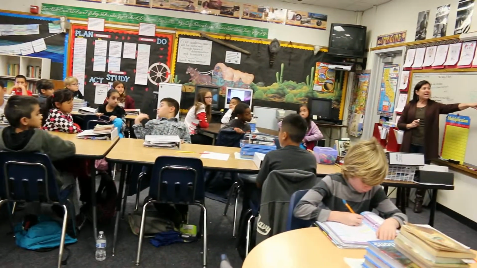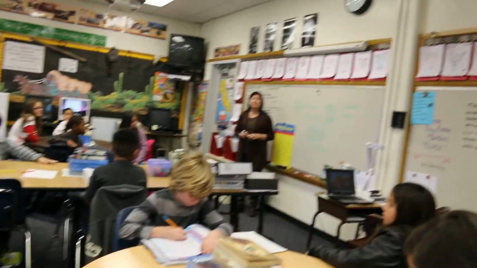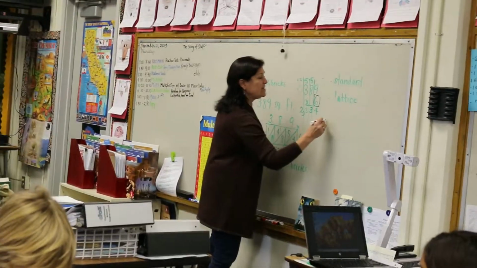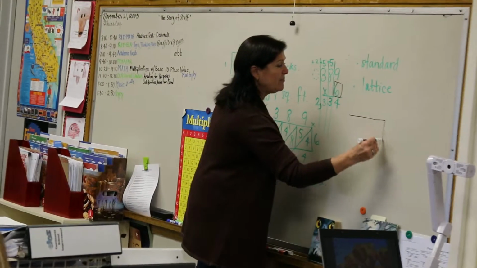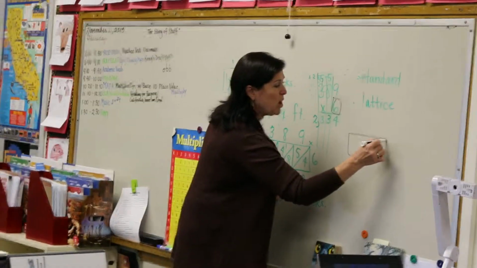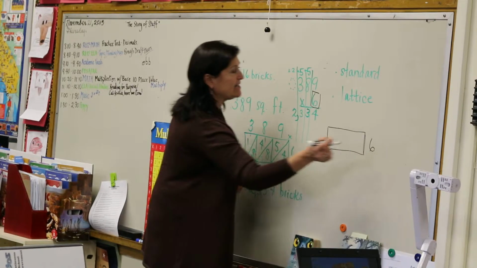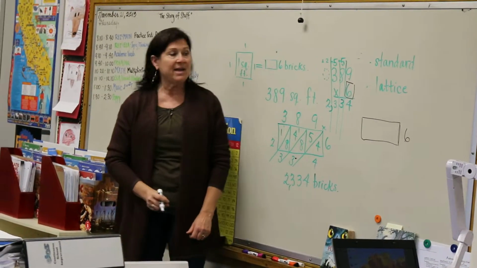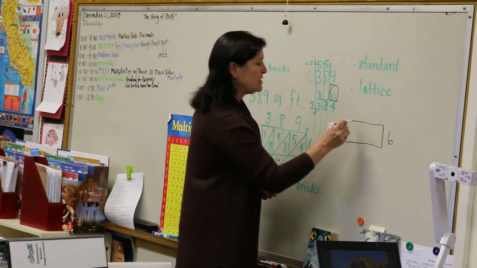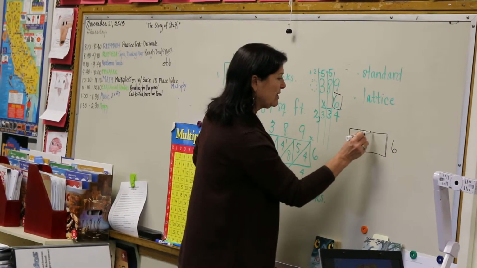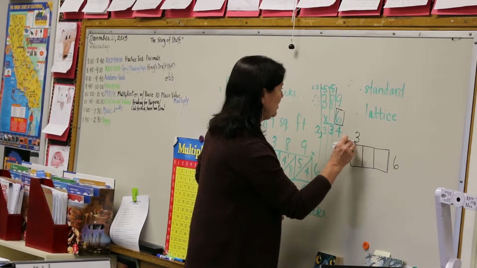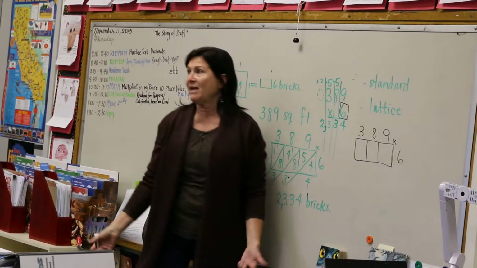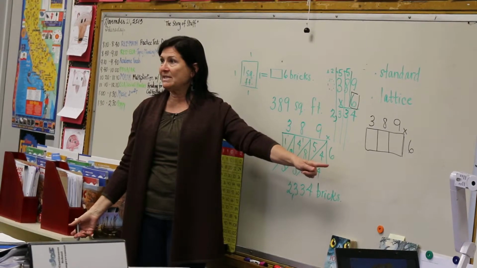So on lattice, you take the number of digits, okay? So this one is on the bottom. So I only need this one space for that 6. But I have 1, 2, 3 digits here, okay, that need their own space. So they are going to go like this. So it's 3, 8, and 9. And now it's multiplying. So that is the way they would set it up.